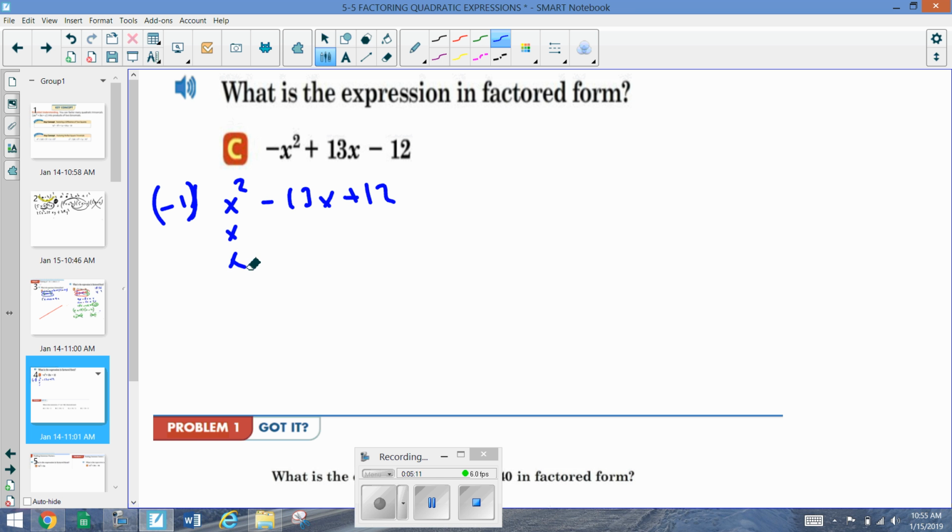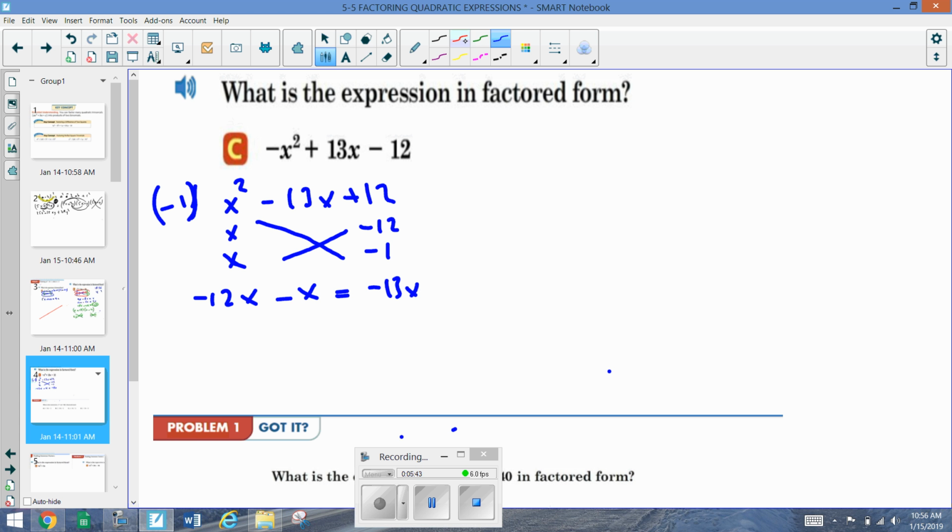x and x, tell me what? 12 times 1. So it's negative 12 times negative 1. Both negative, because negative 12 times negative 1 equals positive 12. That works. And then when you do cross, negative 12x minus x equals negative 13x. That worked. So we satisfy that, we check that.